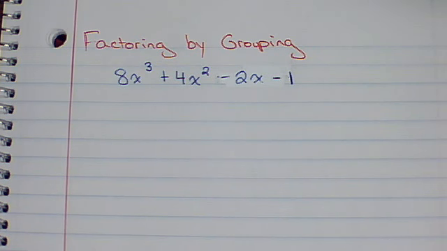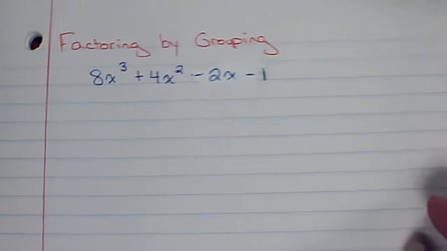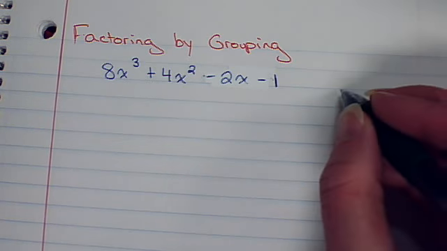Alright, we have a cubic here, and gosh, we're so used to factoring trinomials. What do you do when there's 4 terms? Now, technically what we're doing is called factoring by grouping, but we can actually do that using that multiplication box that we've been using already.